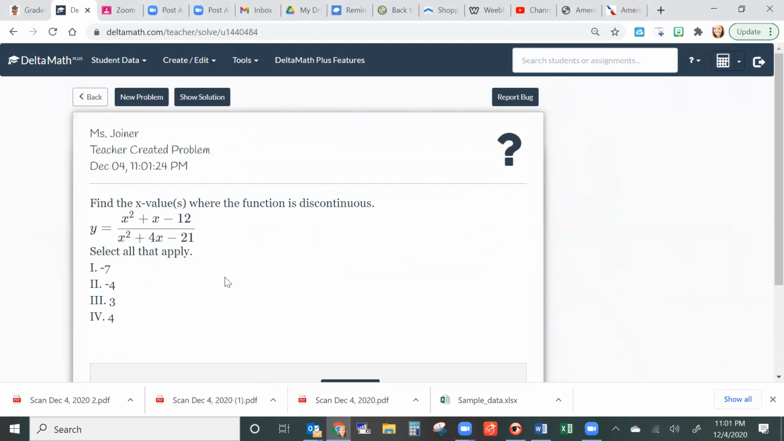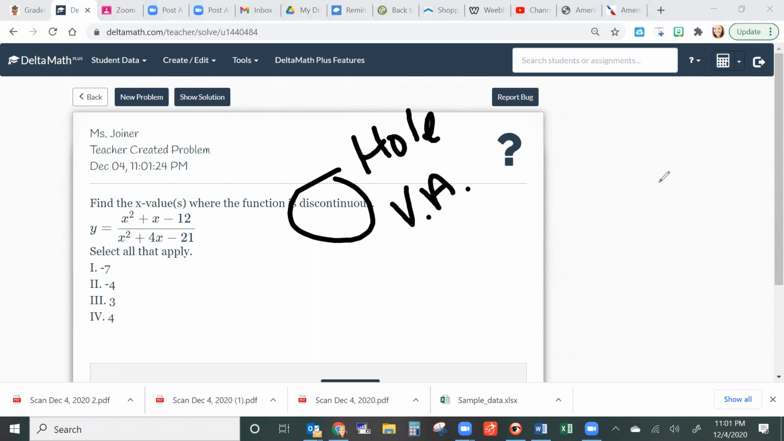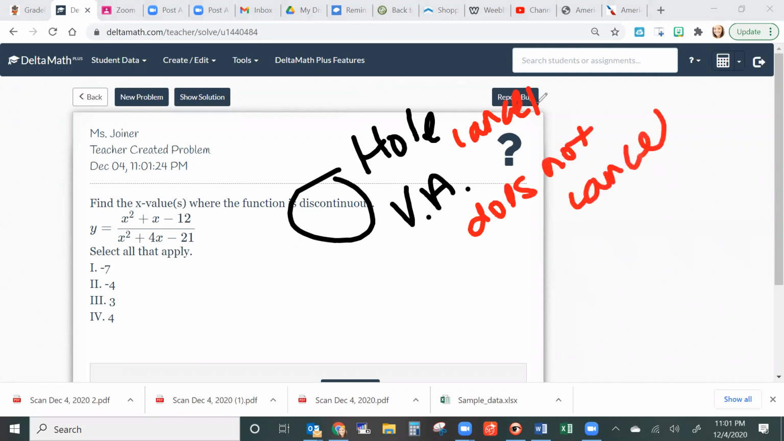Okay, so we have an equation. It says find all places where the function is discontinuous. Remember there are two types of discontinuities. The first one is when you have a hole, and the second one is when you have a vertical asymptote. The difference is that for a hole, it's going to cancel in the equation versus a vertical asymptote does not cancel. But either way, you're going to have to factor the top and the bottom to see where that happens. So, set up my little t-chart over here.